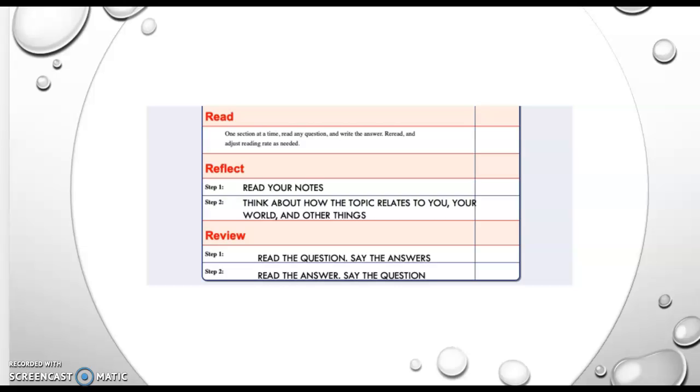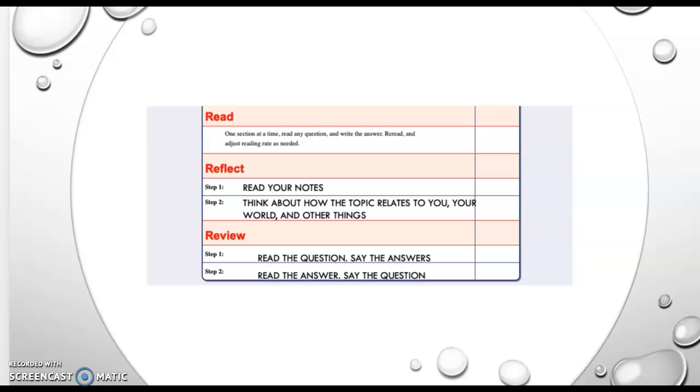Reflect. There's 2 things very important. Read your notes that you will be taking. Also, think about how the topic relates to you, things that are going on in the world, and other things. That's 2 steps you should do about reflecting.